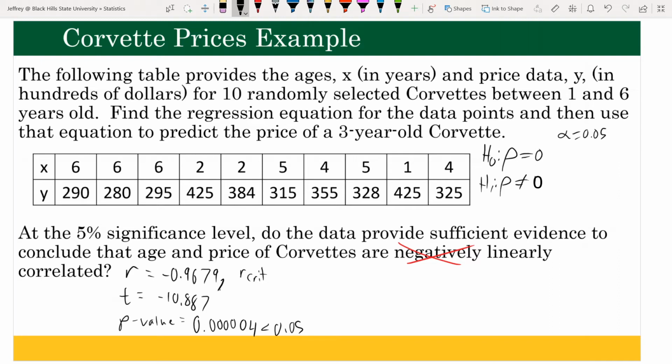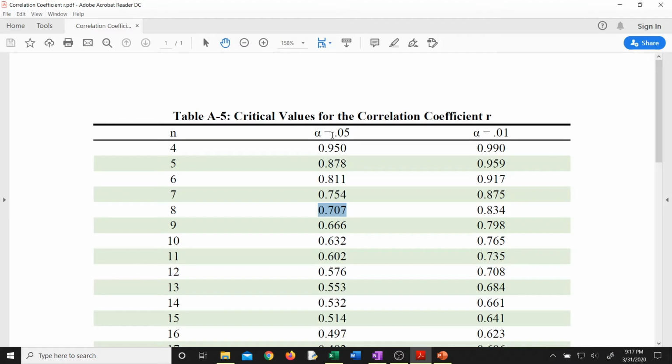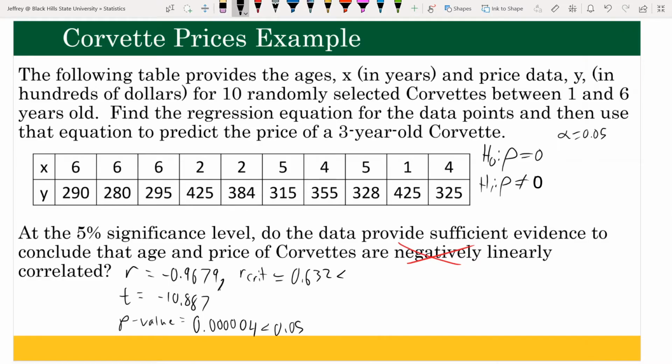Our critical r value, again, we have to get that from the table. And there are 10 values, or 10 pairs of data. So at 0.05, and then 10 data points, our r crit is 0.632. And this is less than the absolute value of -0.9679. So again, that absolute value would take care of that negative. So either way, we can basically say that there is a linear correlation, or we have sufficient evidence to suggest that we have a linear correlation. So do the data provide sufficient evidence? Yes.